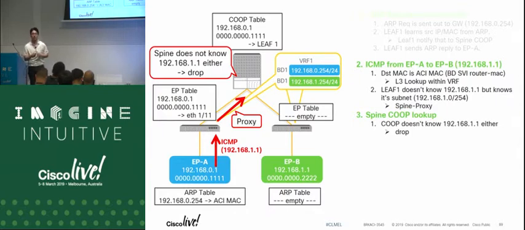Then spine will check the COOP database. And this is the COOP database. As you can see, it doesn't have the 1.1 IP yet. Okay? So that's why it will drop it. But what happens after that? Exactly.